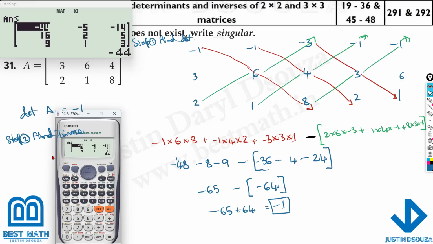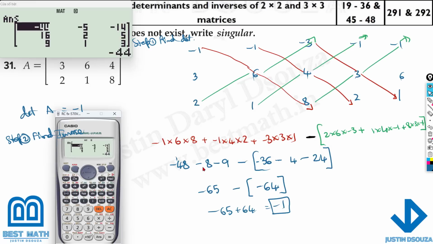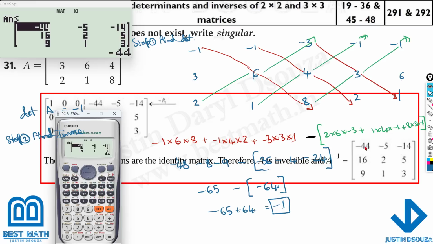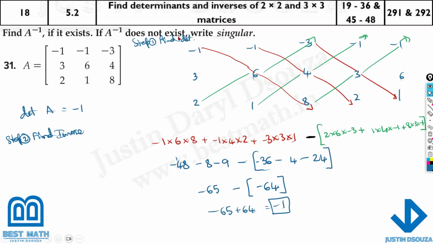So next, what you do is you just write this answer out over here. You found the determinant, write the answer. That's enough. So let's just look at the inverse. Where did we get it? Here: 1, minus 44, minus 5, minus 14, 16, 2, 5, and 9, 1, 3. Absolutely the same thing. So this is how you can find the inverse of 3 cross 3, because it's very huge, and if you do it manually, you won't get time. So do this method. Determinant is very important, this determinant part.